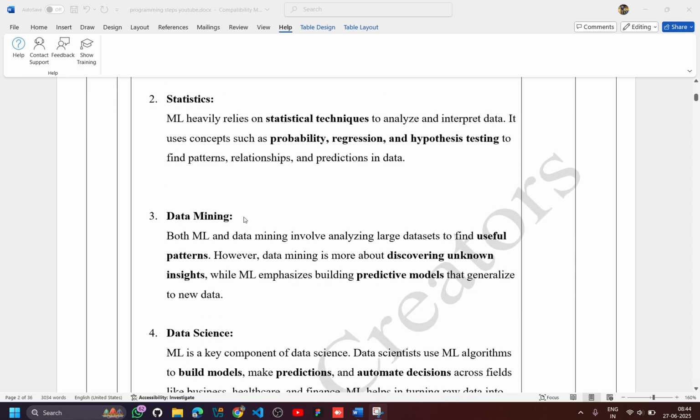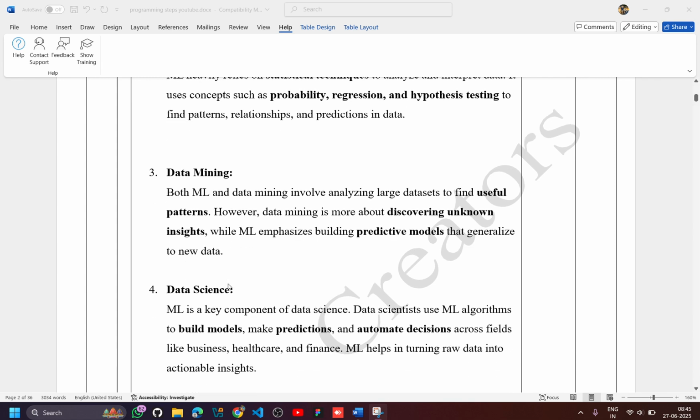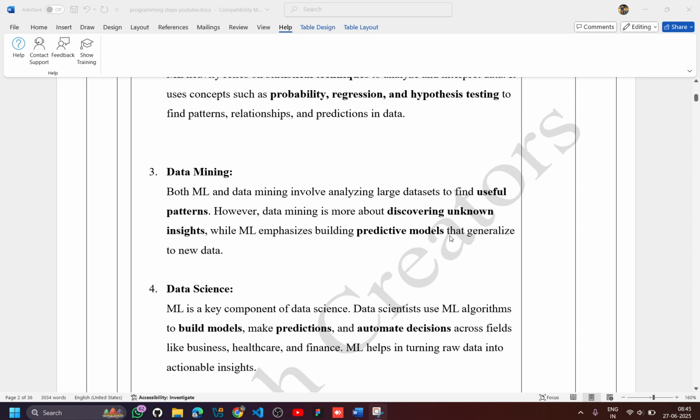After that, data mining. Both machine learning and data mining involve analyzing large data sets to find useful patterns. Useful patterns means that before we train the models, we find out what actually works before training the ML algorithms. After that, the ML will learn from the data, and then it can discover unknown insights. While machine learning emphasizes building predictive models that generalize to new data. After processing the data, it gives us generalized new data, guys.